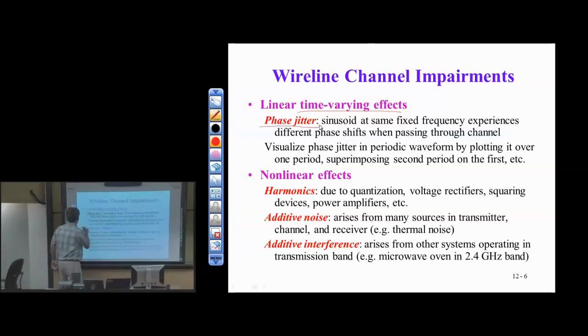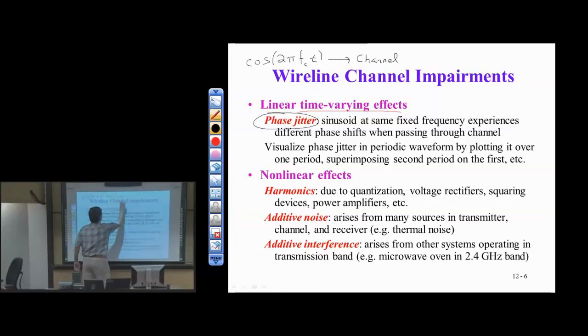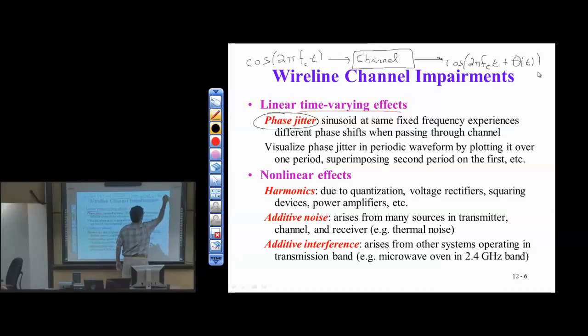One artifact here is called phase jitter. This is a problem. In phase jitter, if we put a sinusoid at a fixed frequency through this communication channel, or unknown channel, it will experience different phase shifts over time. So in other words, I put a cosine at a fixed frequency through my channel, and what comes out is the same cosine plus a time-varying phase. So the frequency gets through, but the phase shift varies a little bit with time.